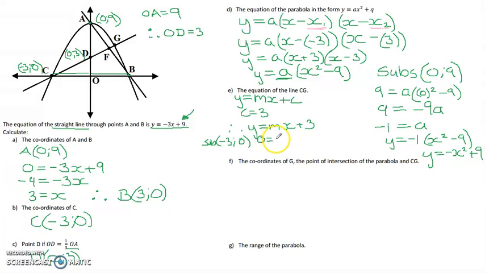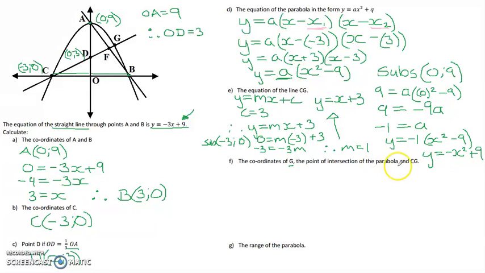Let's squeeze it up in here. 0 equals m times -3 plus 3. We'll take the 3 over. So now we have -3 is equal to -3m, which means m is equal to 1. So the equation of this line is y is equal to 1 times x plus 3. Okay, there we go.